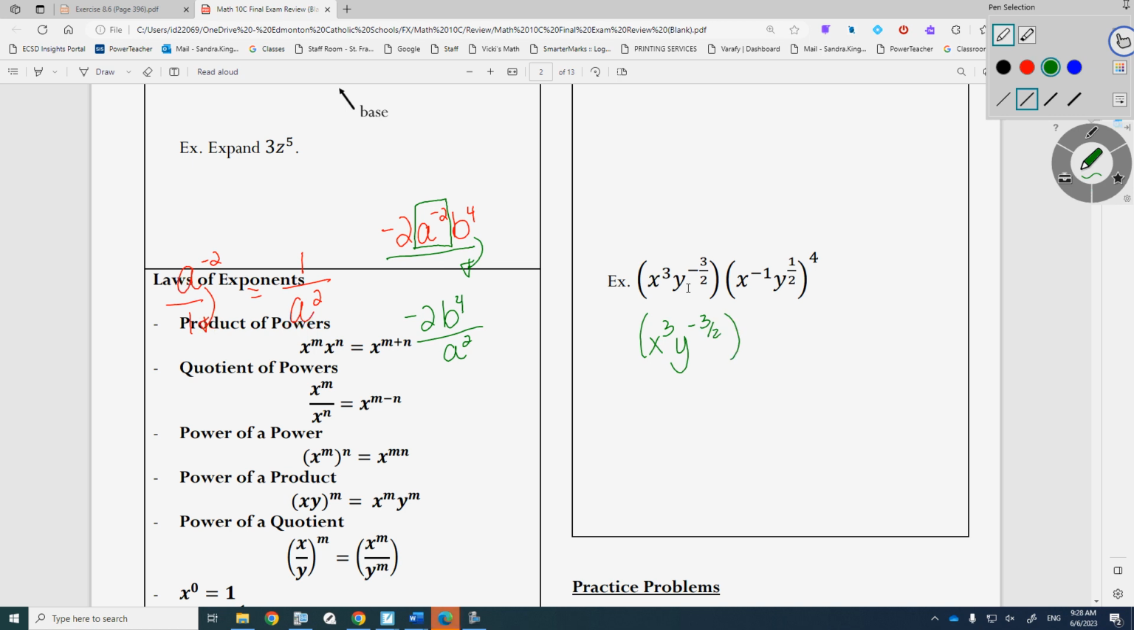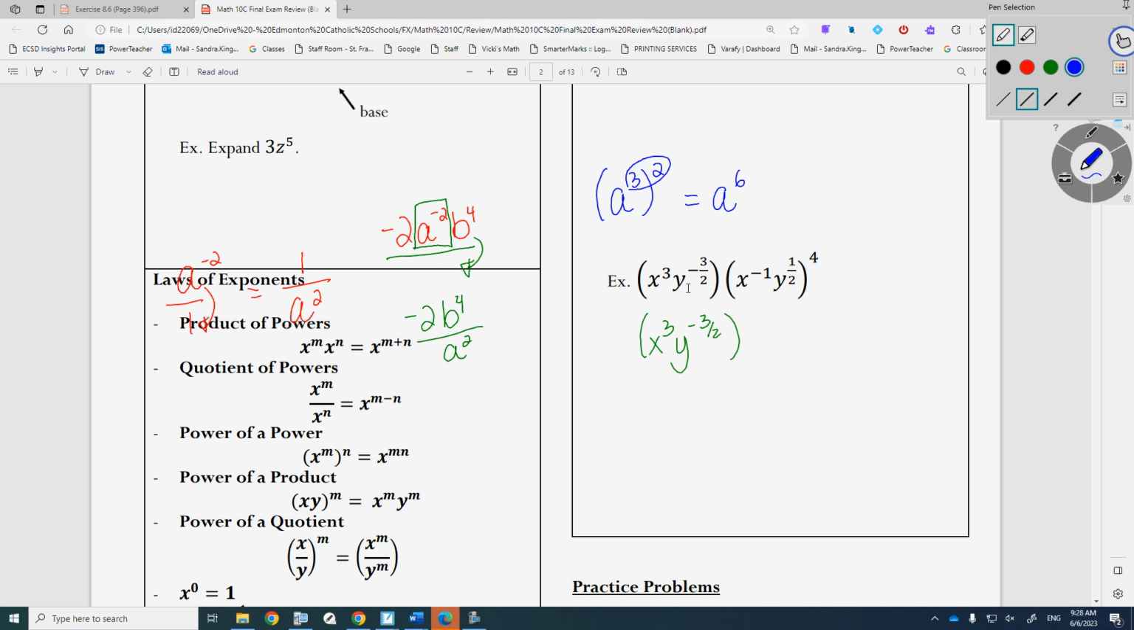The second bracket, do you remember what the rule for power to power is? So let's say I had a to the 3 to the power of 2. What's that rule? Multiply. Power to a power, we multiply. So that would be a to the 6.